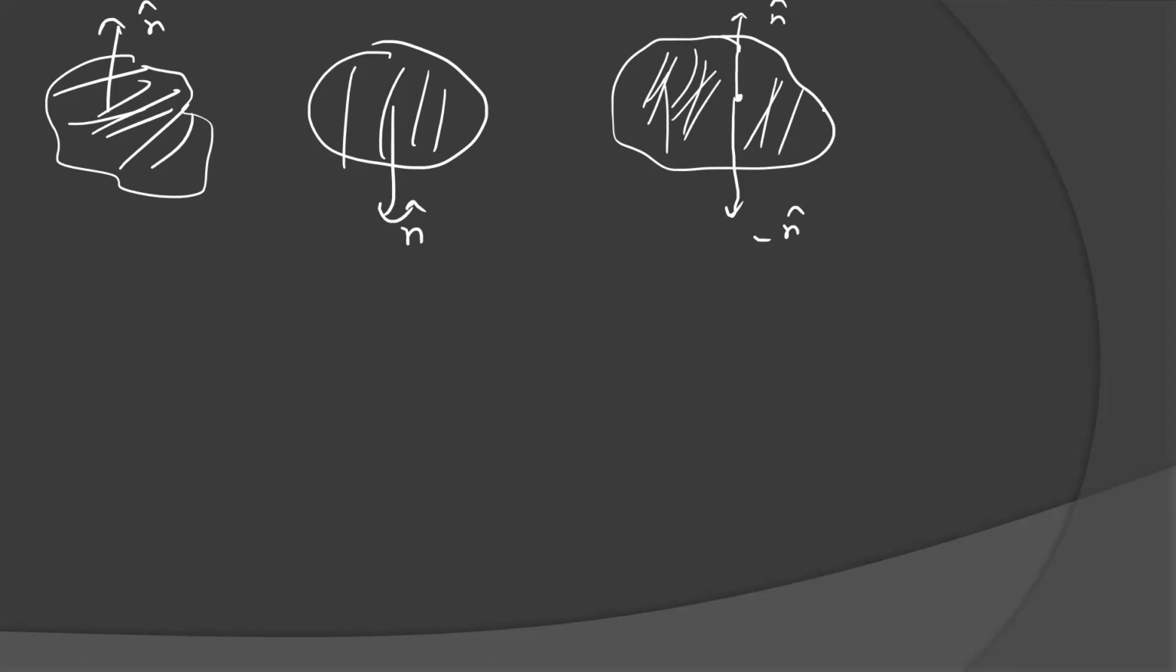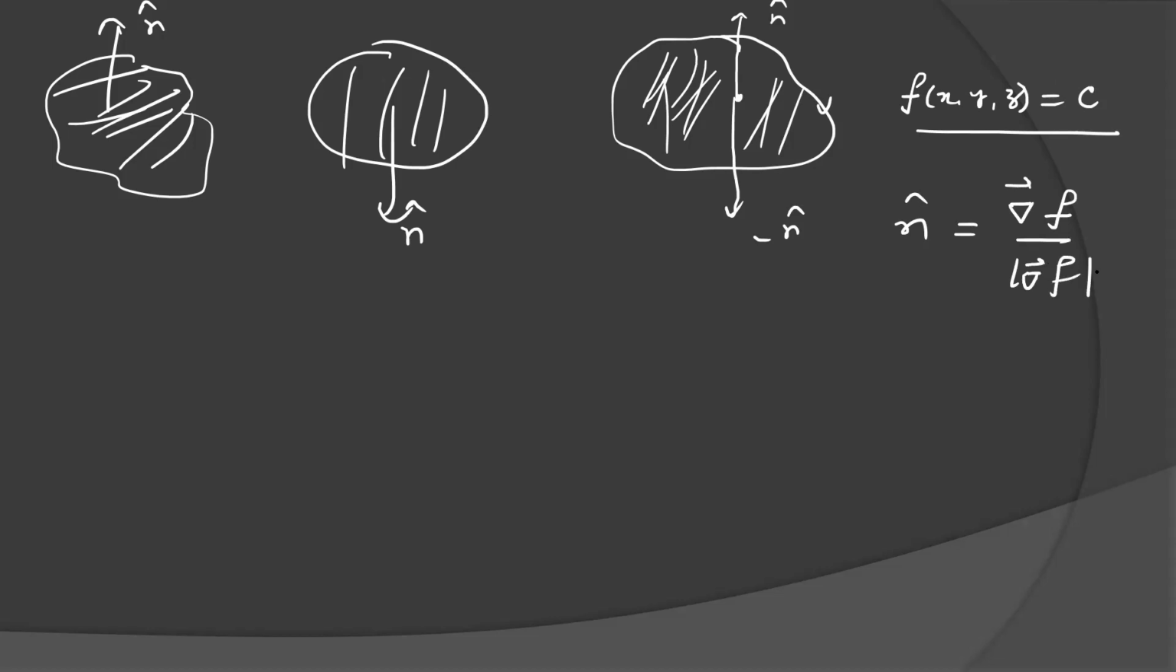If this surface is represented by f(x, y, z) equal to c, this is representing a level surface. For any particular c, you will get this surface only. Then n cap is a unit normal vector given by grad f over magnitude of grad f. I have discussed this in lecture 32, the gradient topic. You can see the level surface definition in lecture 31.